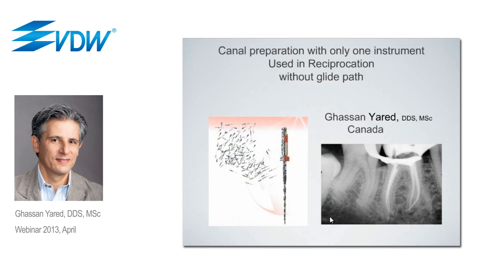So you can see on this slide here this molar with 4 canals. These canals were prepared with only one instrument used in reciprocation, and again here without any prior hand filing and without creating a glide path.